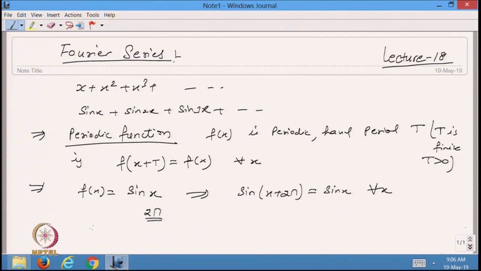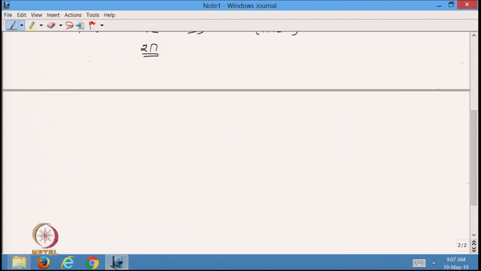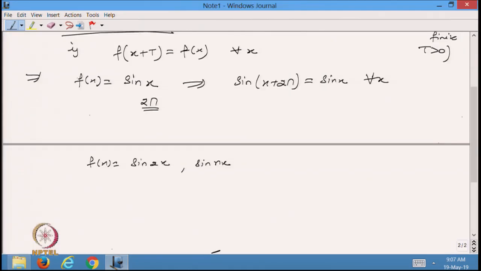Similarly, I can define another function. I take f(x) equal to sin 2x, or sin nx. In this case the period becomes 2 pi by 2, so the period will be pi. In general, the period will be 2 pi by n. So 2 pi by n is the period of the function sin nx.